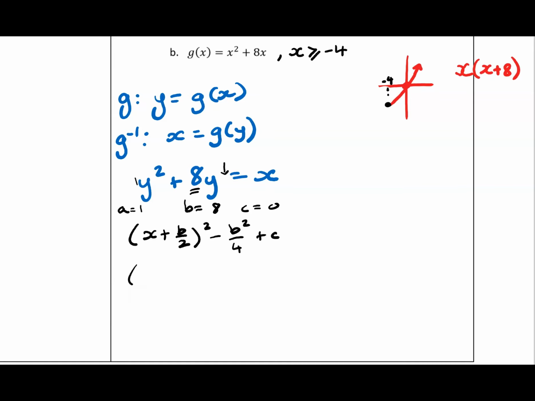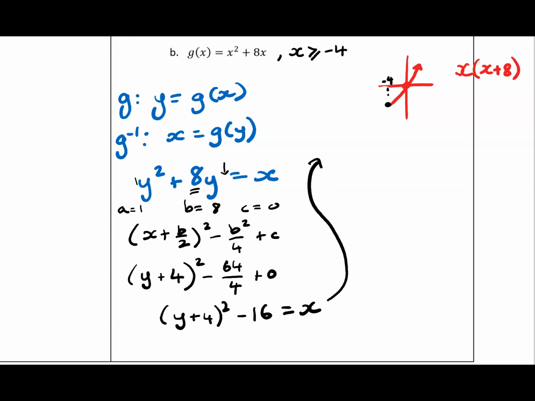And so if I use these variables, y plus b on 2, which is 4 squared, minus b squared on 4. Well, 8 squared is 64 on 4 plus 0 means that I get the equation y plus 4 squared minus 16 is equal to x. This is now something I can solve for y.